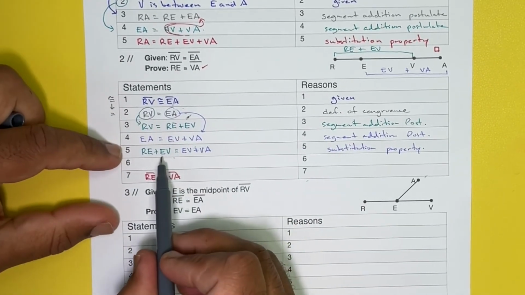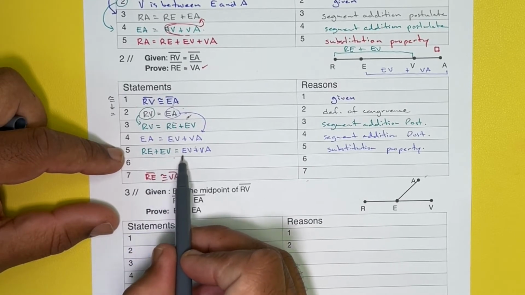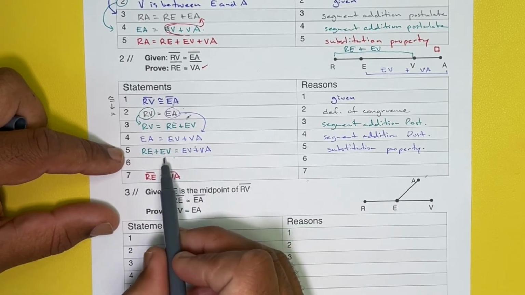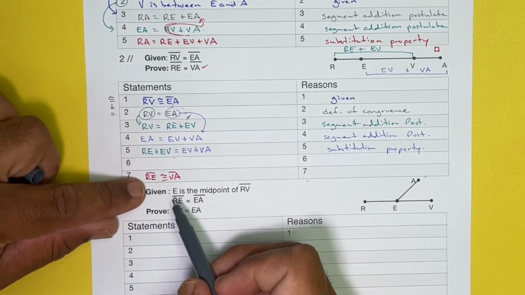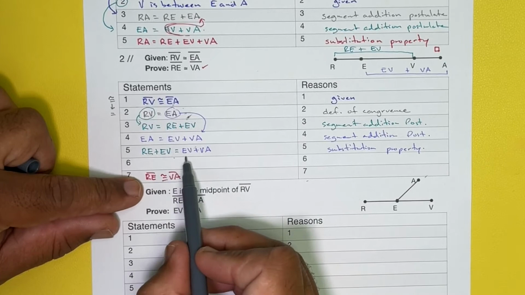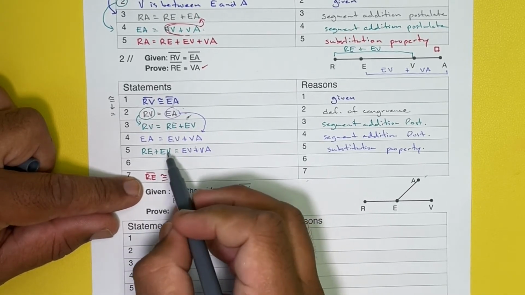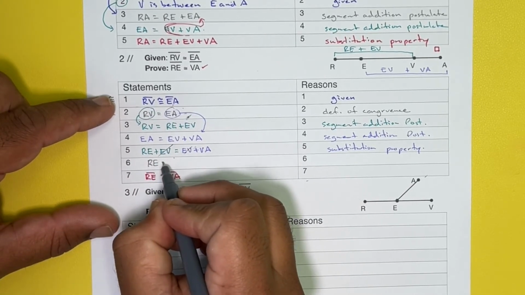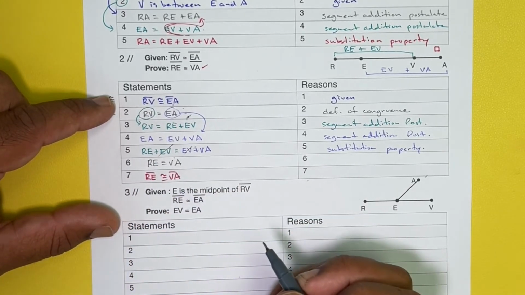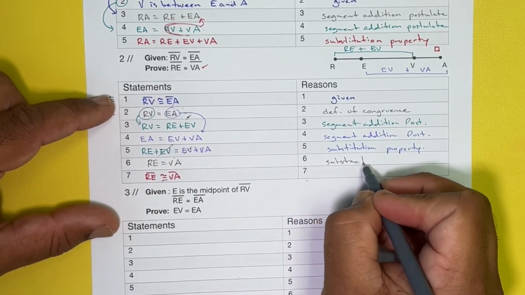Then if I look at this and try and figure out what I'm doing, RE plus EV equals EV plus VA, I should notice that I've got two EVs in there. And if I look at the bottom, the RE matches up, the VA matches up, so I need these to disappear. So if I subtracted EV from the left and subtracted from the right, those would cancel out, and I'd be left with RE equals VA. I subtracted, so that's subtraction property.